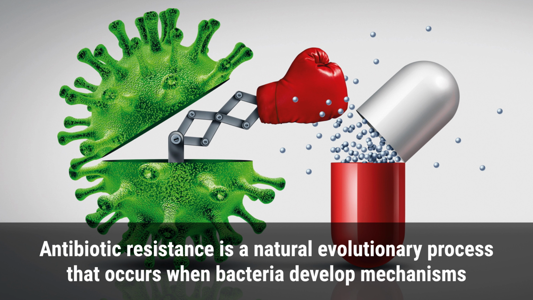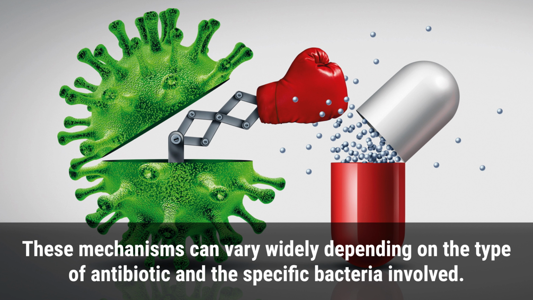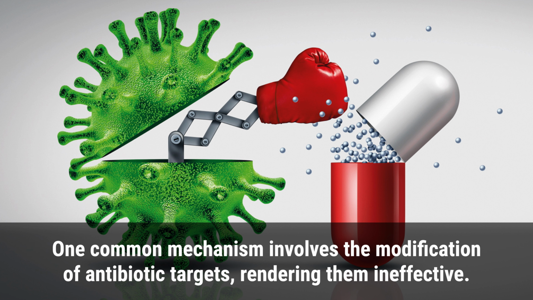The mechanisms of antibiotic resistance. Antibiotic resistance is a natural evolutionary process that occurs when bacteria develop mechanisms to resist the effects of antibiotics. These mechanisms can vary widely depending on the type of antibiotic and the specific bacteria involved. One common mechanism involves the modification of antibiotic targets, rendering them ineffective.